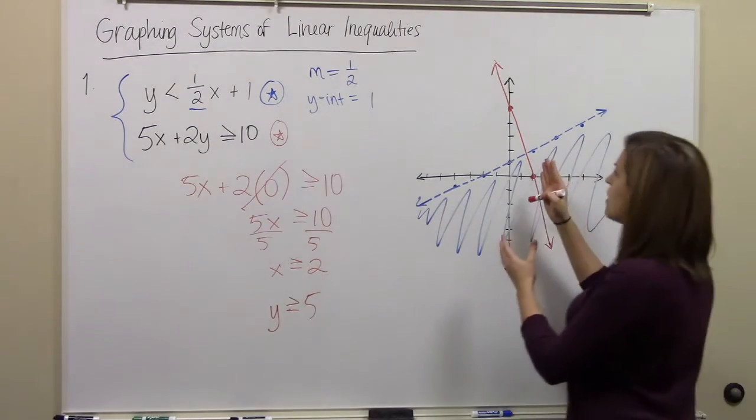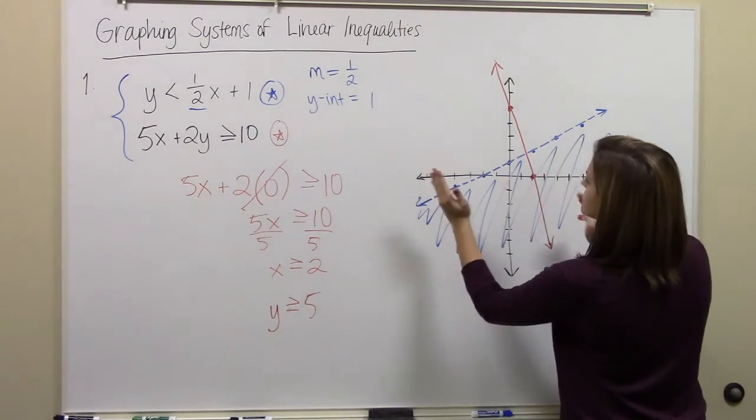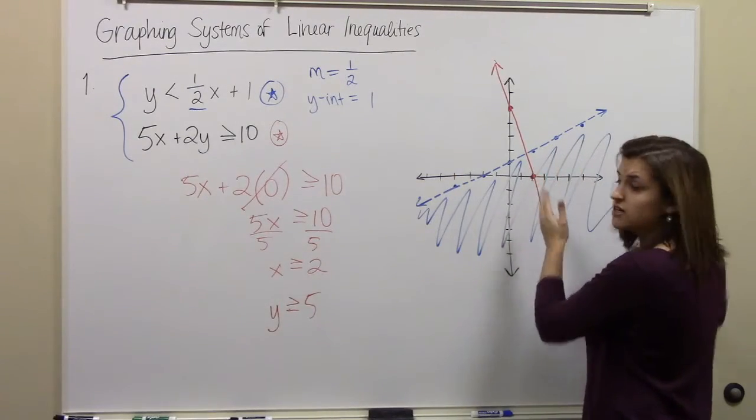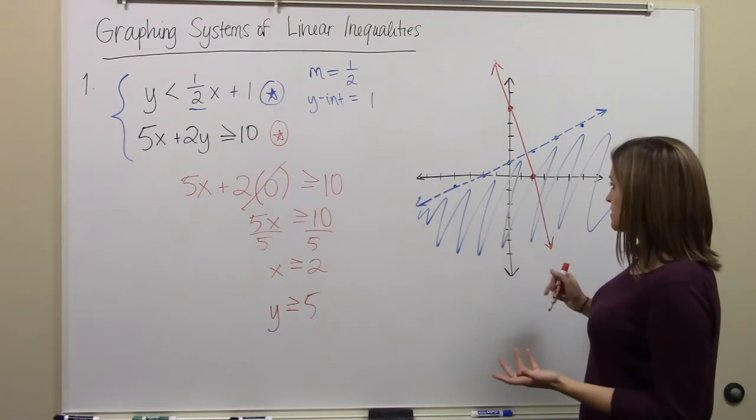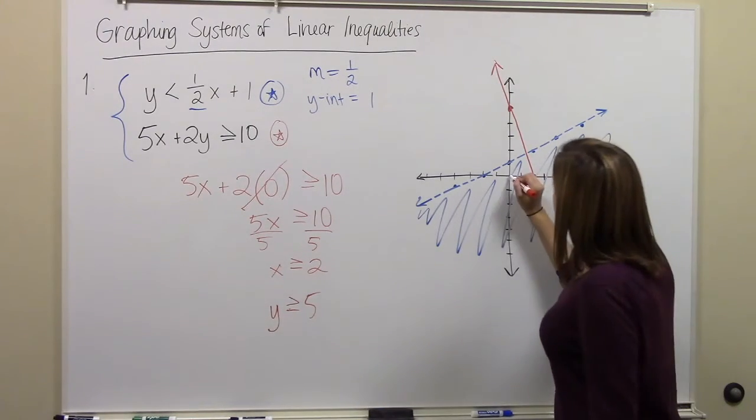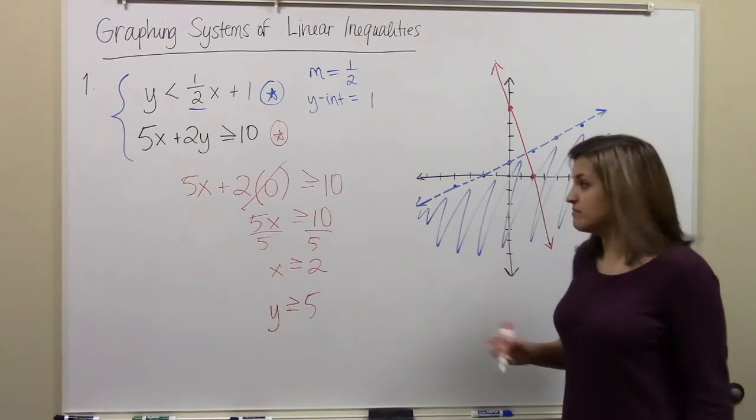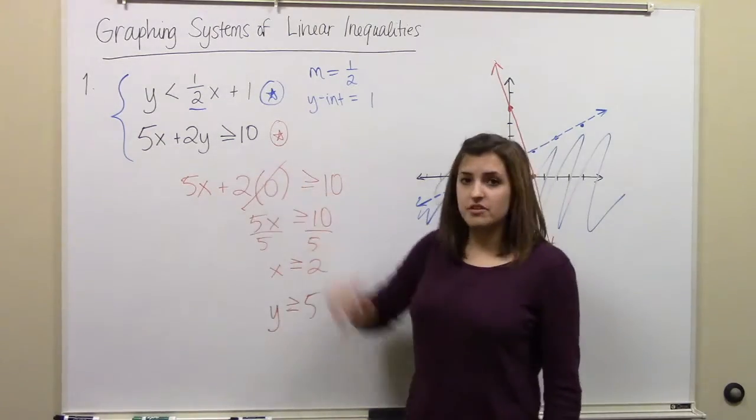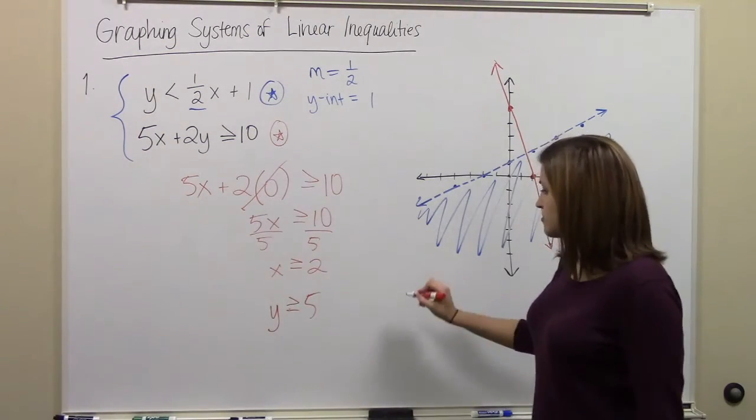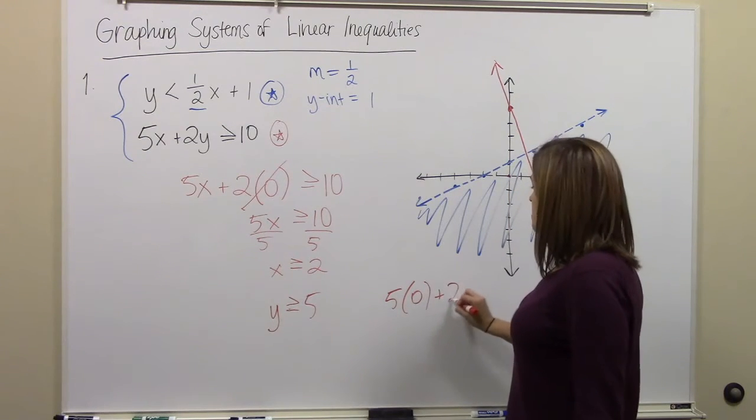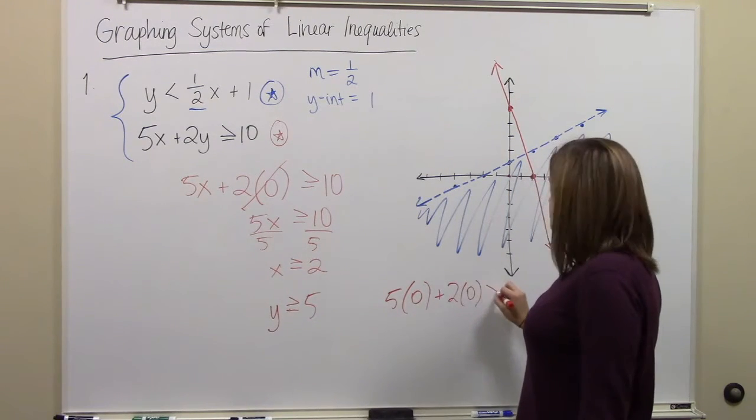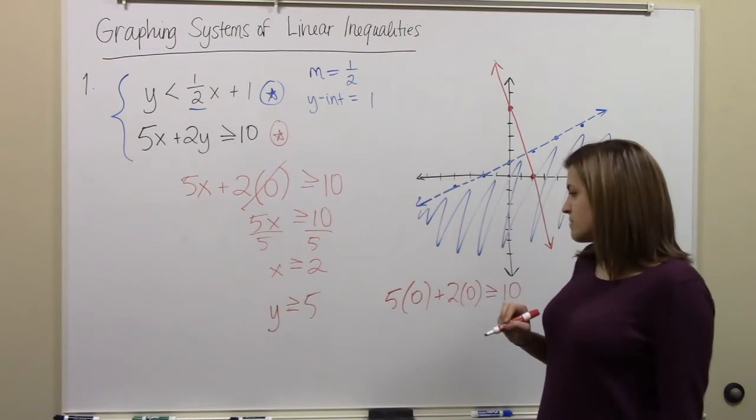Well, I have 2 options. I can shade to the left of this line or to the right. So let's pick points on either side and see if they make this inequality true. So let's say 0, 0. That's an easy one. So let's plug in 0, 0 for this inequality and see if it makes it true. So I'm going to plug in 0 for x, 5 times 0, plus 2 times 0 is greater than or equal to 10. Let's see if this makes it true.